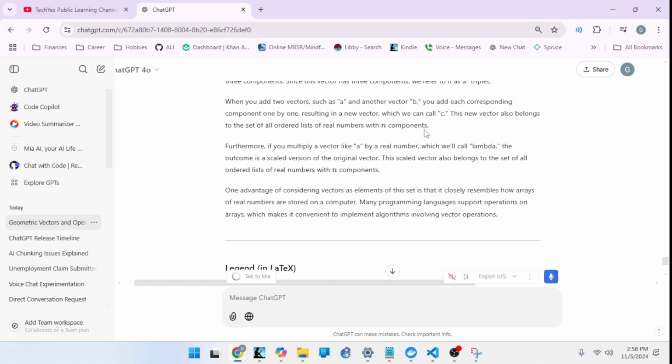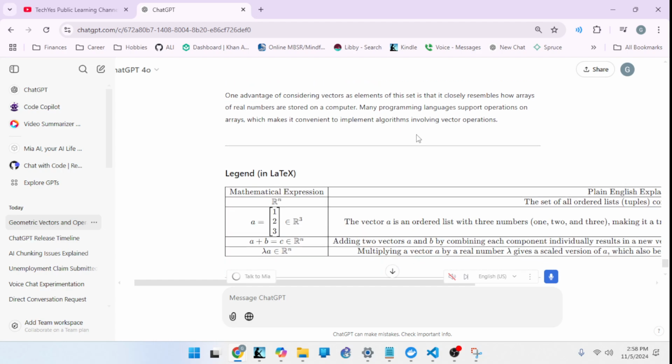One advantage of considering vectors as elements of this set is that it closely resembles how arrays of real numbers are stored on a computer. Many programming languages support operations on arrays, which makes it convenient to implement algorithms involving vector operations.